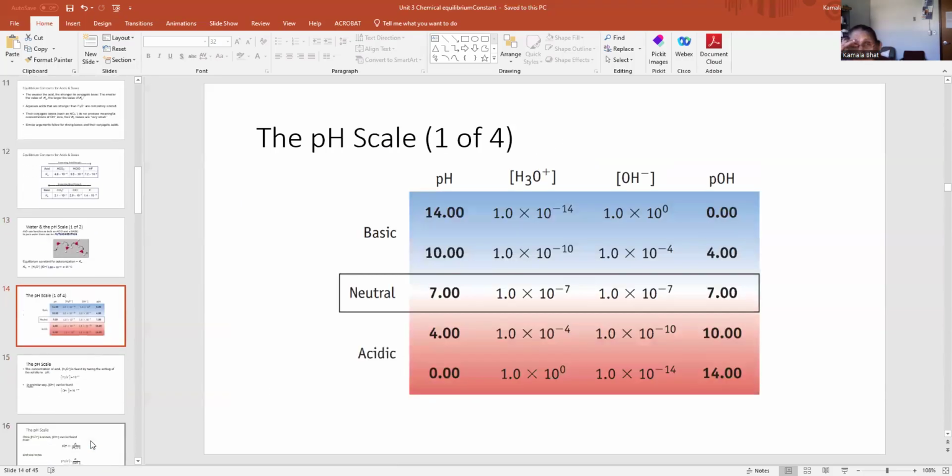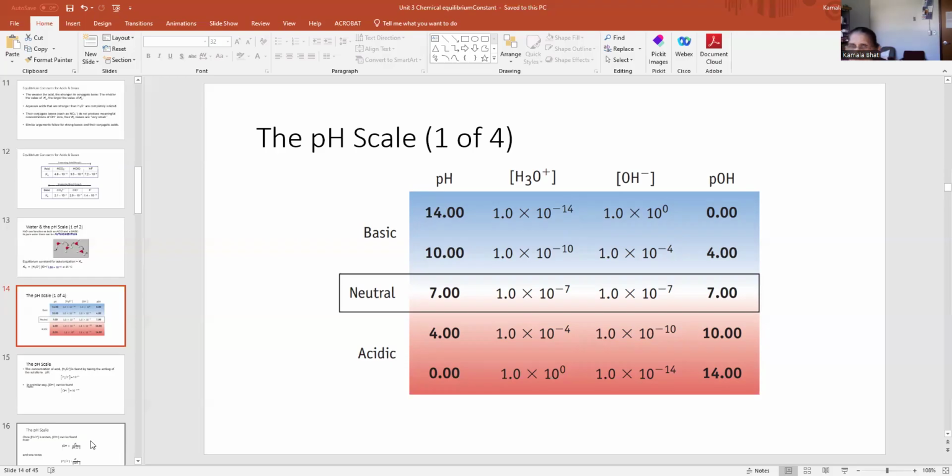And here, the pH we have been talking about, so the basic pH is 14. The hydronium ion concentration is 10 raised to minus 14. The OH ion is 0.